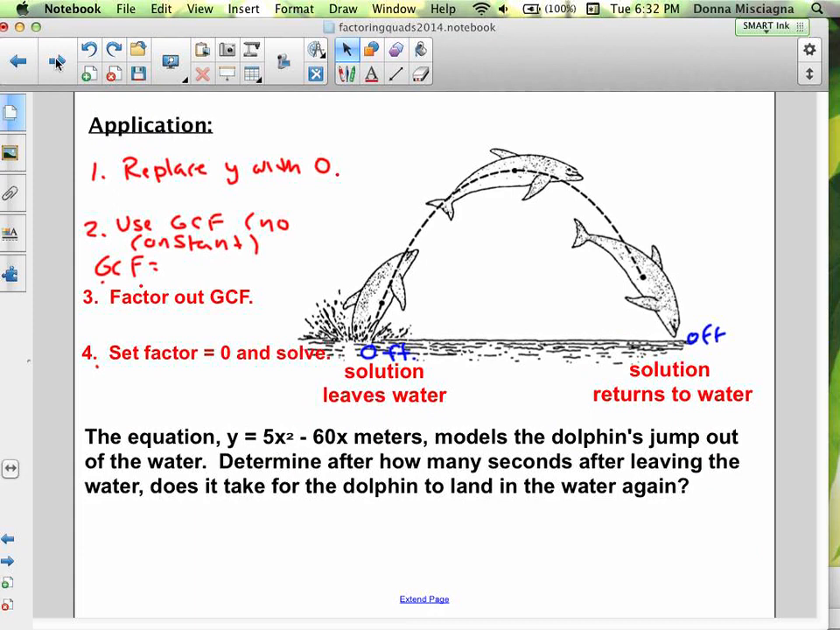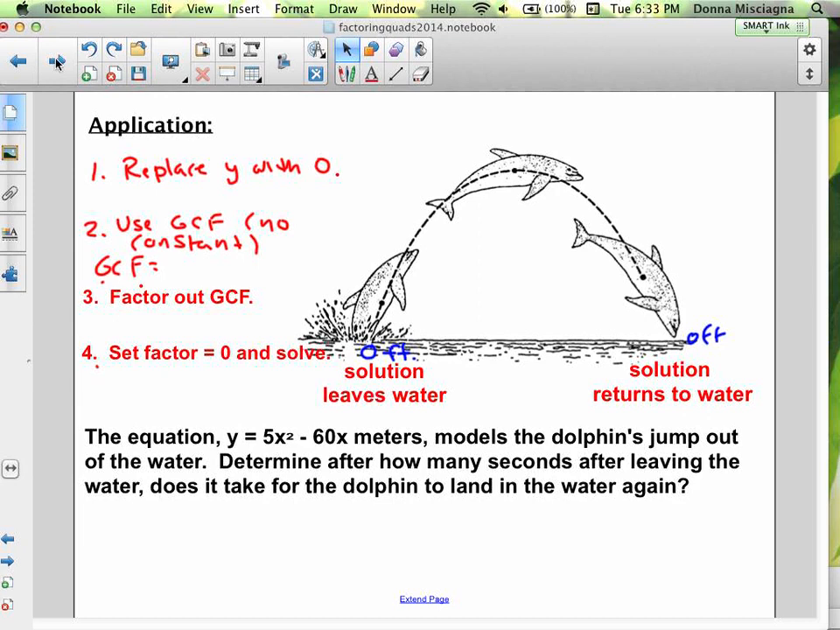All right, so here, let's solve this one. You have all of this in your notes. We want to solve the problem now that we have an equation. So the equation y equals 5x squared minus 60x meters models the dolphin's jump out of the water. Determine how many seconds after leaving the water it takes for the dolphin to land in the water again. Excuse me, my voice is getting all funny there.